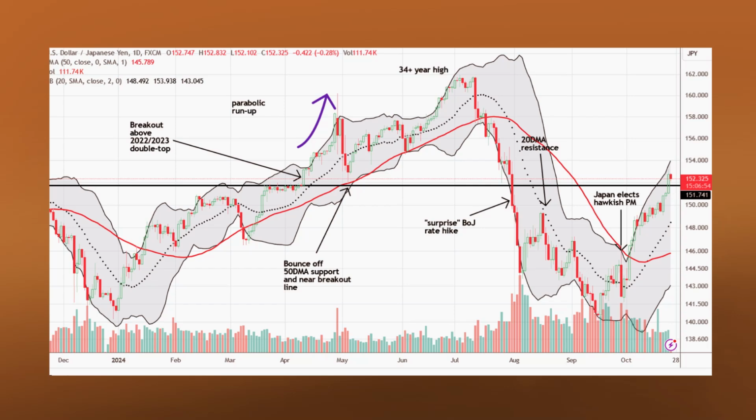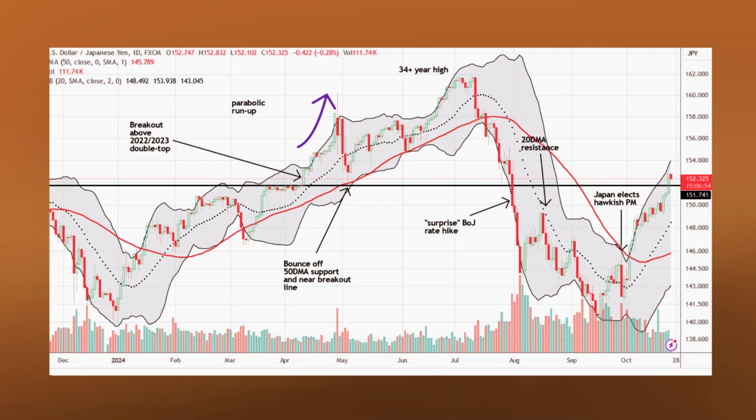Right. And third, we saw how that black horizontal line, our breakout level from the double top pattern, acted as a critical support level throughout the year, even during those periods of weakness. It really became a psychological anchor for both buyers and sellers. And finally, we saw that the most powerful signals came when both the 50 DMA and that breakout level were tested at the same time.